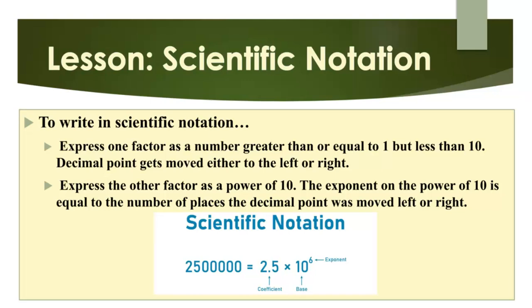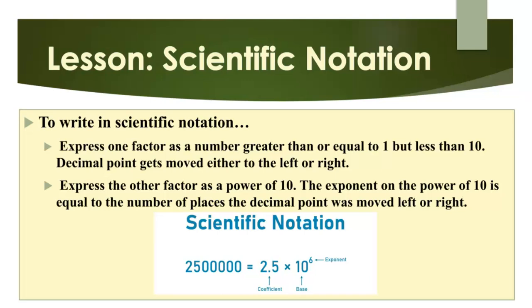To write in scientific notation, you need to express one factor as a number greater than or equal to 1 but less than 10. And a decimal point gets moved either to the right or to the left. And then you express the other factor as a power of 10. The exponent on the power of 10 is equal to the number of places the decimal point was moved either to the left or to the right.